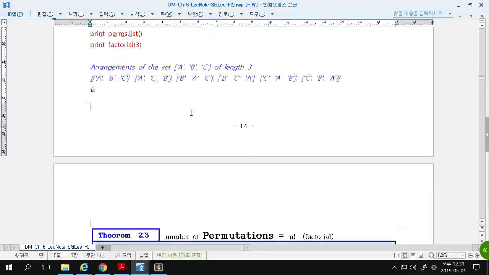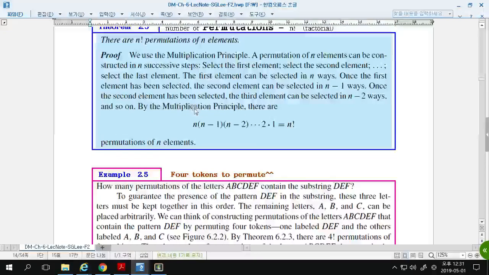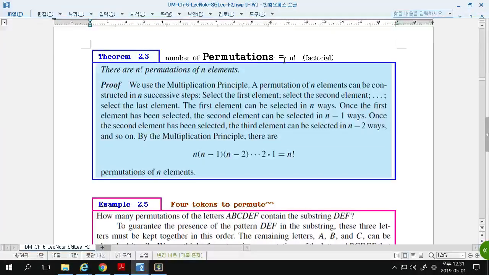Anyway, we now define the number of permutations, which is known as n factorial. There are n factorial permutations of n elements. Why? If you use the multiplication principle, then at the first position, we have n choices. On the second position, 1 was already taken, so we have n minus 1 letters left. So we have a choice of n minus 1 for the second position.